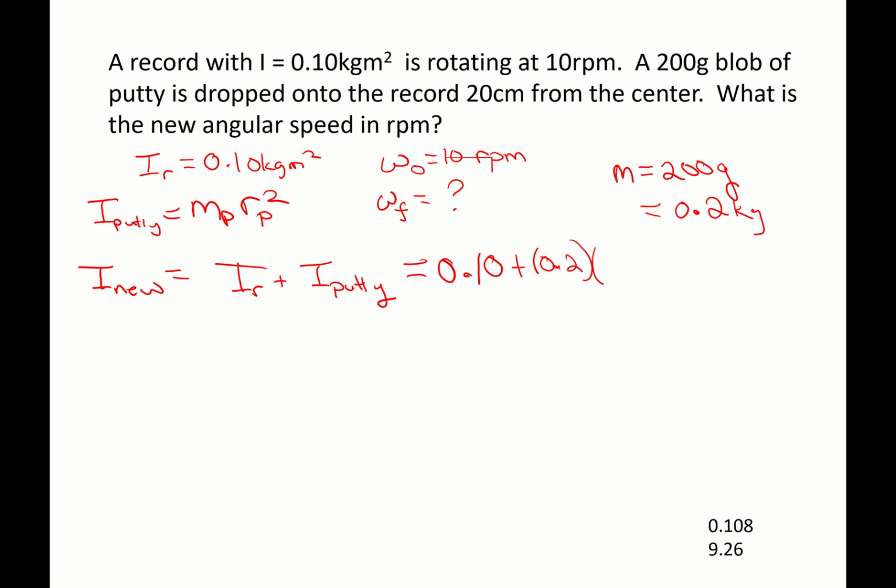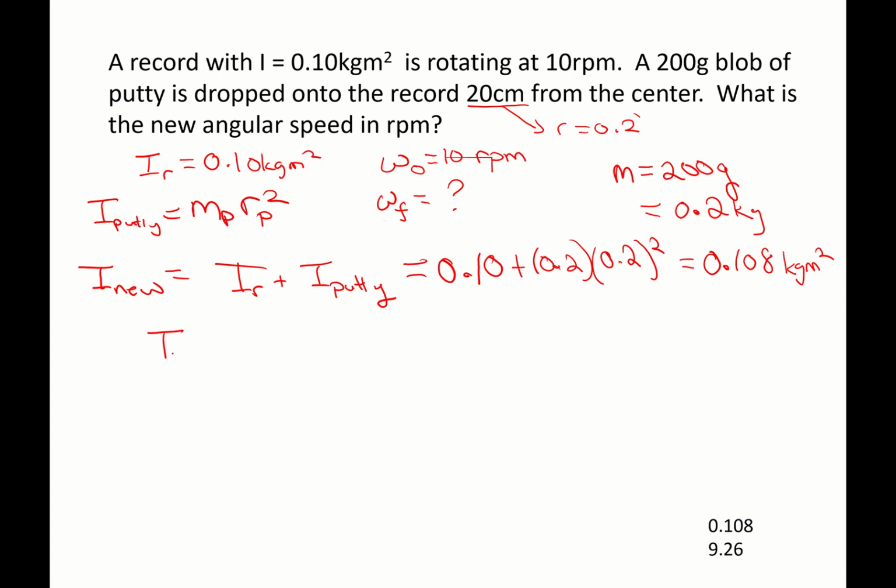And the radius, it's 20 centimeters. So r is 0.2 meters. Make sure you put everything in standard units there. And I'm going to square that. So when I plug that in my calculator, I get just a small change. 0.108 is my new moment of inertia. Okay, so the final angular frequency shouldn't be too much smaller than the initial.